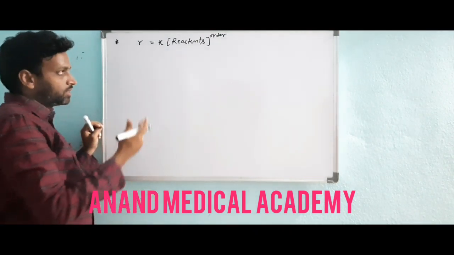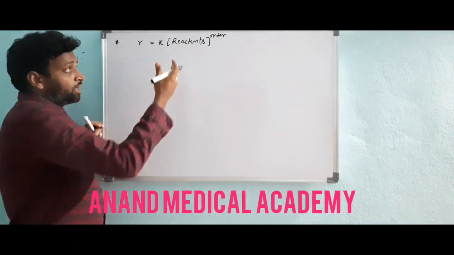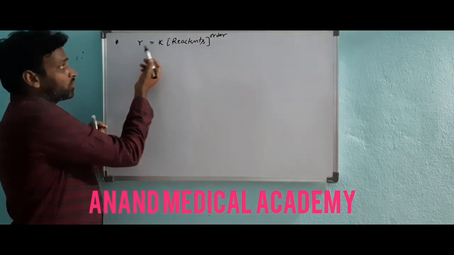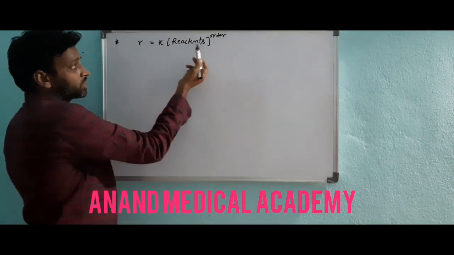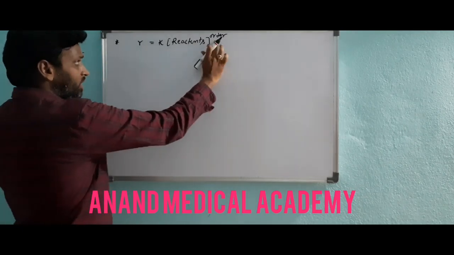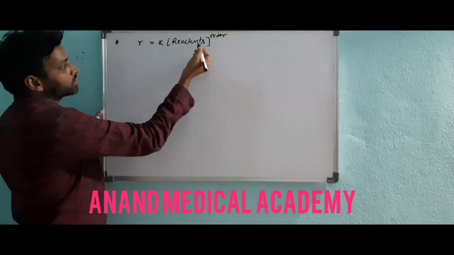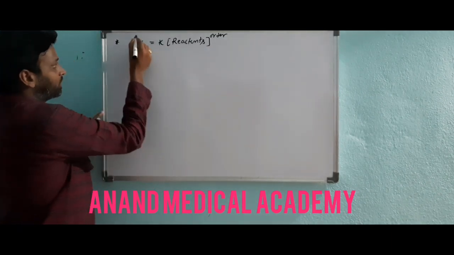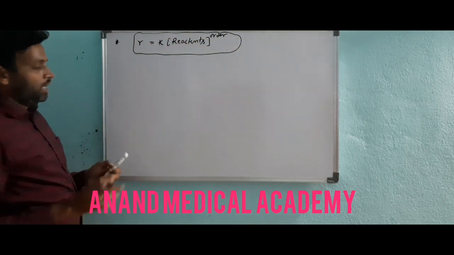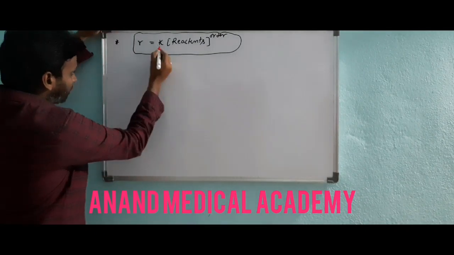Many times we discussed in organic chemistry, SN1, SN2 reactions, and we discussed in equilibrium. Rate of forward reaction is equal to Kf into concentration of reactants power some order. What exactly the order is, we will discuss. So R is equal to K into concentration of reactants power order. Simply this is what we call the rate law expression.